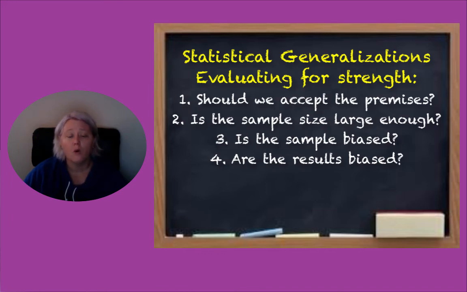So whenever we poll people of the same sex, class, race, age, political persuasion, religion, etc., it's likely to result in biased samples. So in addition to the sample size, we need to be sure that the sample itself is not biased, that it's representative of the population broadly, whether that's a population of people or a population of a certain set of objects. And then finally, in addition to the sample size and whether or not the sample is biased, we have to ask if the result is biased.